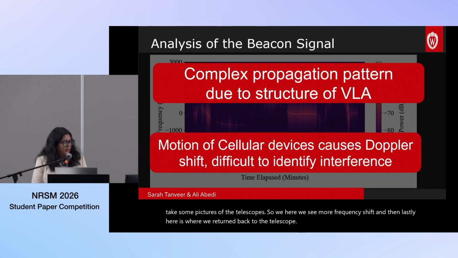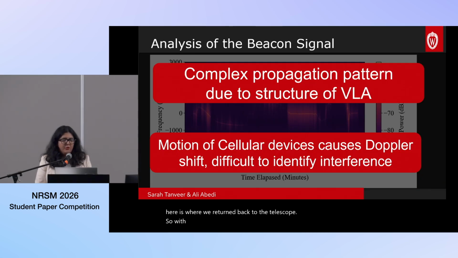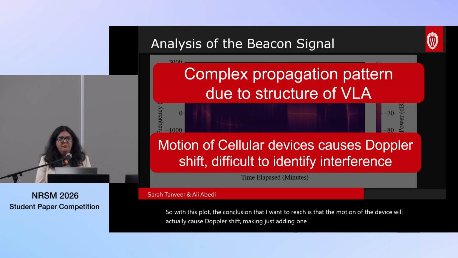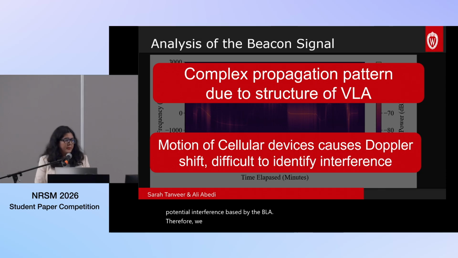So with this plot, the conclusion that I want to reach is that the motion of the cellular device will actually cause Doppler shift, adding one more layer of complexity to the potential interference faced by the VLA. Therefore, we need even more measurements to characterize the impact that 6G may have on radio astronomy.